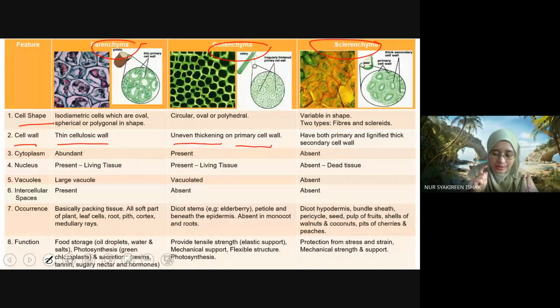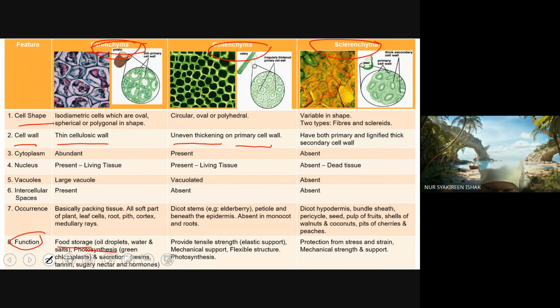Yang the most important thing that you have to take note is the function of these different types of ground tissue, such as, for example, parenchyma. It functions as food storage. It stores oil droplet, water, salts. It also carry out photosynthesis. Because it has chloroplast, it also functions in secretion, such as it secretes hormones, sugary nectar, for example, resins, kan. So these are the function of the parenchyma.